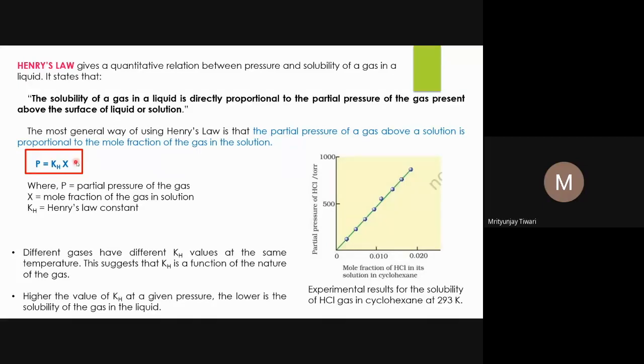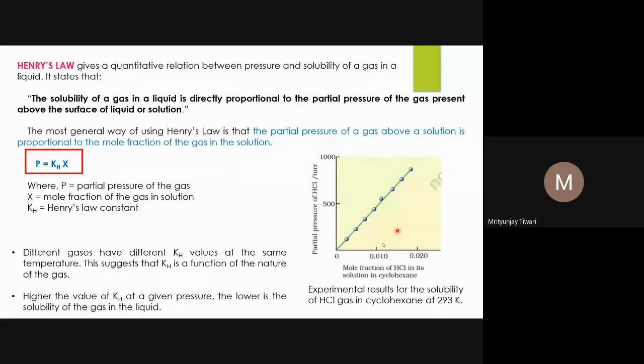What does it mean? Kh value is high means P divided by X is high. What does it mean? Means the value of X is less because P is already constant. P divided by X is a higher value for a particular gas means the value of X is smaller, and the value of X is smaller means the solubility of that particular gas is less.